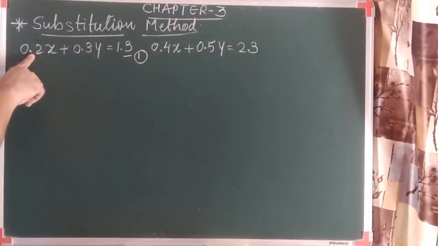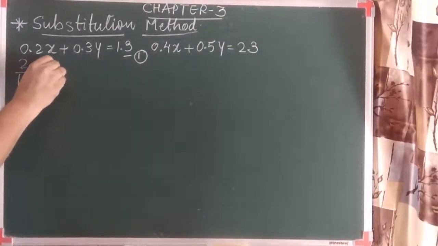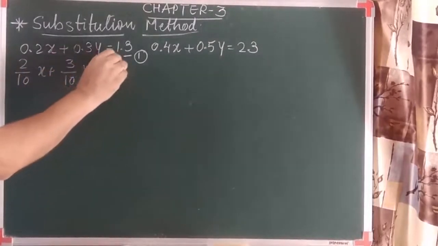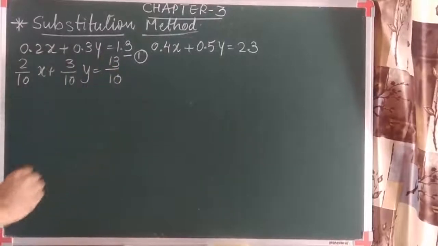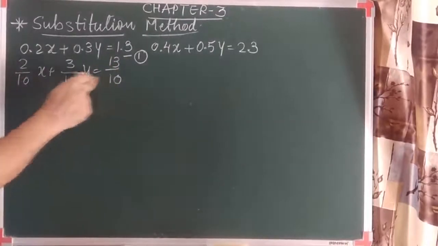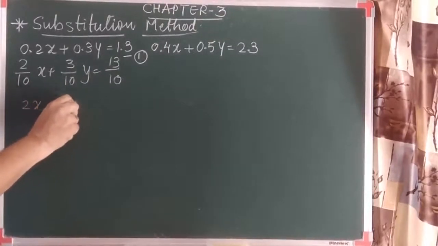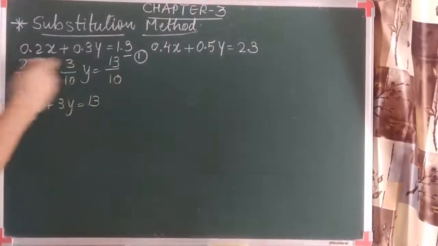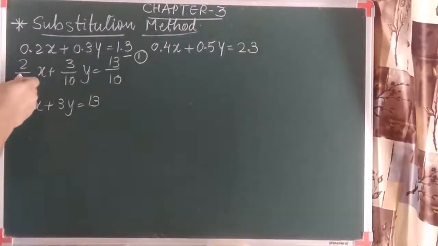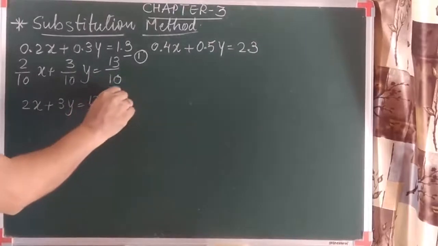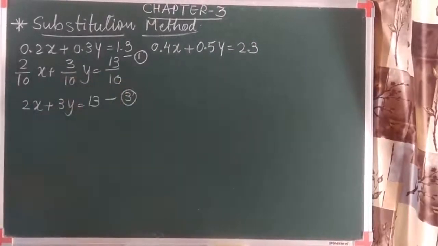First we need to convert this into the fraction form. So 2 by 10x plus 3 by 10y is equal to 13 by 10. As you can see, they all have the same denominator. So when all the terms have the same denominator, we can cut it. If you don't understand this, you can take the LCM and multiply. When you multiply 10 with all the three terms, you can see that it will be cut. So now we'll consider this as equation number 3.